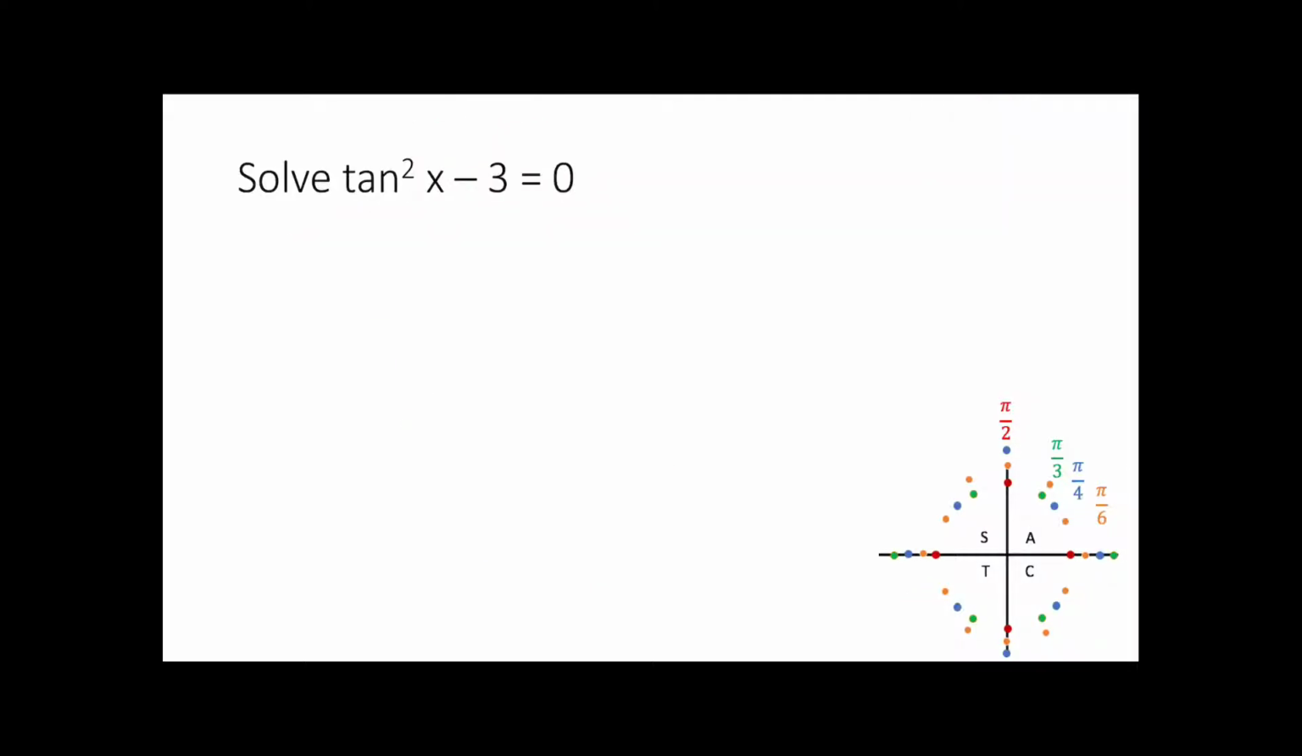In our next example, we're solving tangent squared of x minus 3 equals 0. So we start with tangent squared of x, and we add 3 to both sides. And then, this is tangent times tangent of x is equal to 3. So to remove the squared, the inverse function for squaring is to take the square root. When we introduce the square root, we also have to introduce a plus or minus square root of 3. So we now have the tangent of x is equal to positive or negative square root of 3.